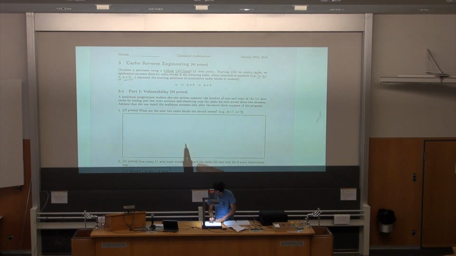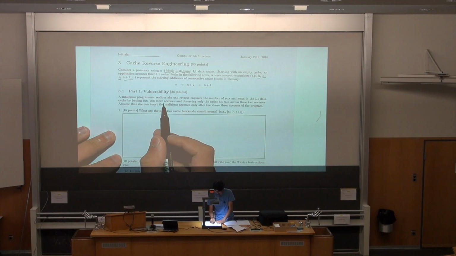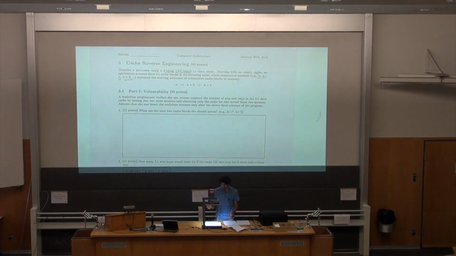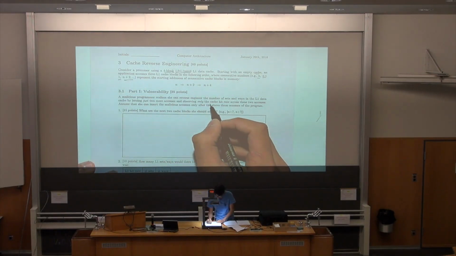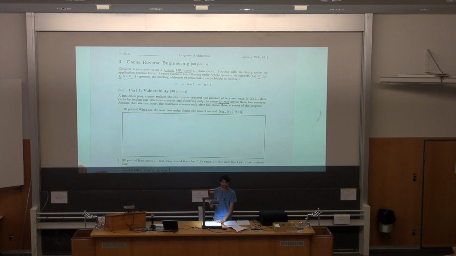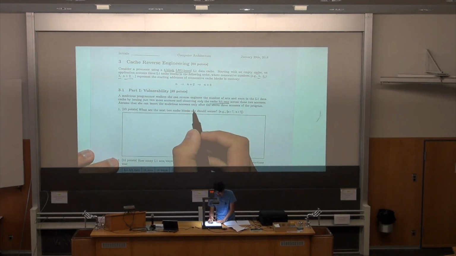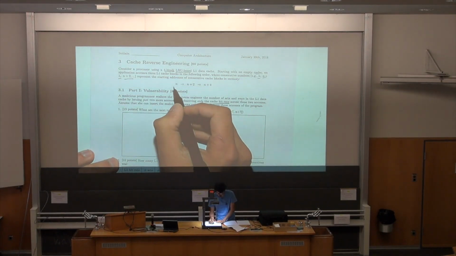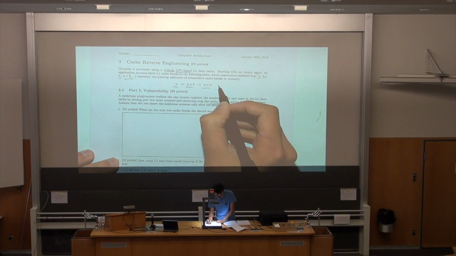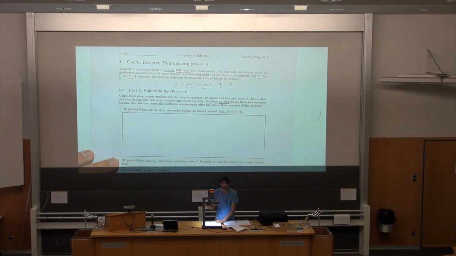So the first part of the question says that a malicious programmer realizes that she can reverse engineer the number of sets and ways in the cache by issuing 2 more accesses and observing only the cache hit rate across these 2 accesses, right? And so we assume that she can insert the malicious accesses only after the above 3 accesses, right? So we have n, n plus 2, n plus 4, and then we have 2 more accesses that come after this.